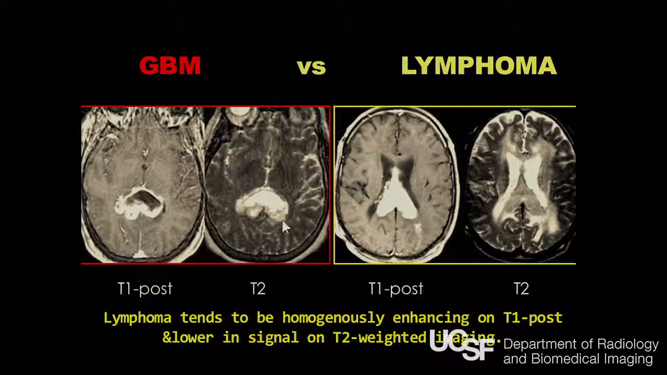Both glioblastomas and lymphomas favor the corpus callosum. By looking at the post-contrast alone, you may not be able to differentiate the two. But usually GBMs tend to have larger areas of necrosis, whereas lymphomas are more solid tumors. But if you look at the T2, you'll see the difference right away. Here's a highly cellular tumor, showing lower signal on T2. Here is a necrotic GBM showing very high signal intensity.